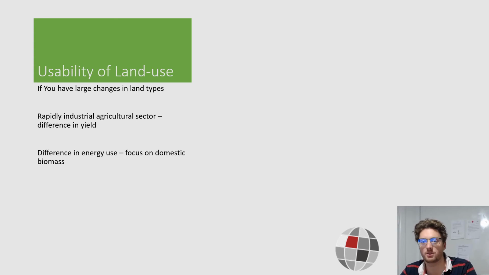And now let's take a moment to quickly discuss the usability of this land use analysis. There are three main uses I see that can be useful for you as a user. The first one is if you have quite large changes in land types. You see that in a lot of countries right now, where you may go from natural forest to commercial forest, or from rural areas to urbanization. This will have effects on your yield for biomass and also for your general agriculture. So it is good to be able to analyze that, at least for the energy sector.